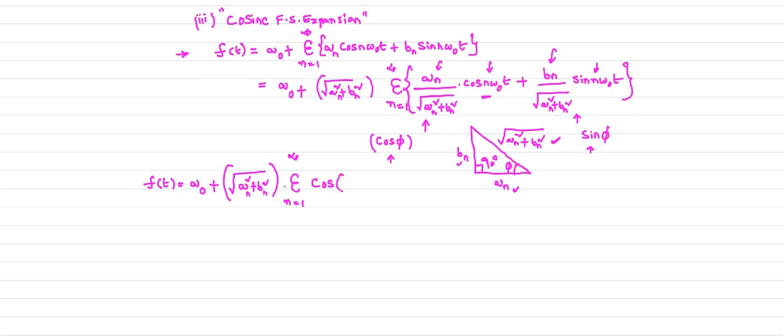a minus b. So what is your a here? N omega naught t. So what is your b? B is here minus phi. Suppose if I consider here plus instead of minus, now what is your phi? Phi is nothing but here cos of a plus b, which is nothing but cos a cos b plus sin a sin b.